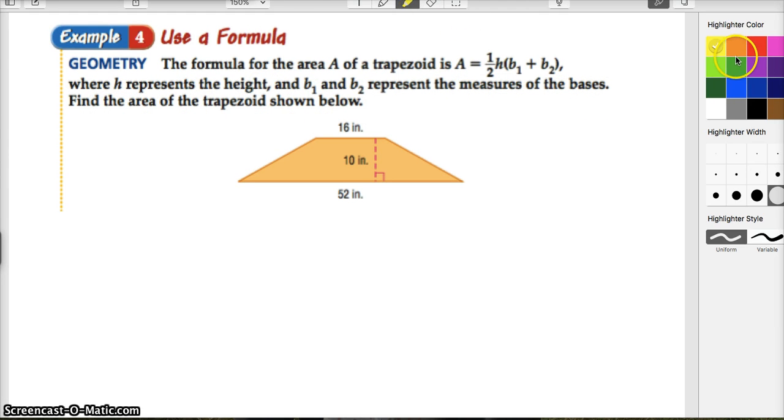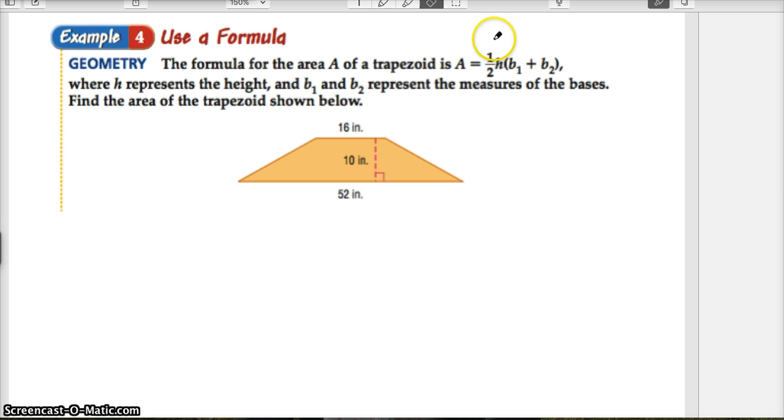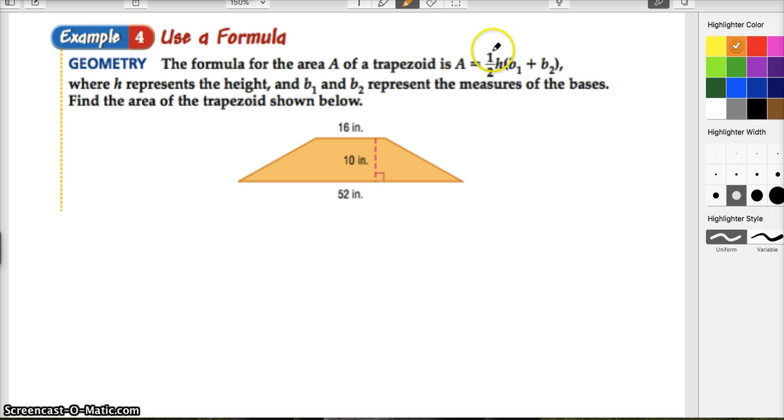What I want you to take a look at, this is a formula you may have seen before, maybe not. Base 1, let's call that this guy here, B1, we refer to as one of these bases. So that would be, let's say 16. And base 2, we can refer to as this larger base down here. And obviously the height would be this section right here. So we kind of have an idea of how to substitute what number is in. And so let's go ahead and get started with that.